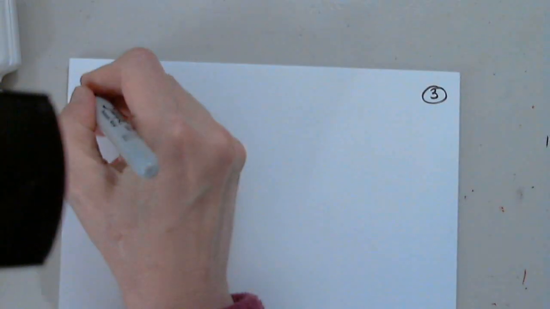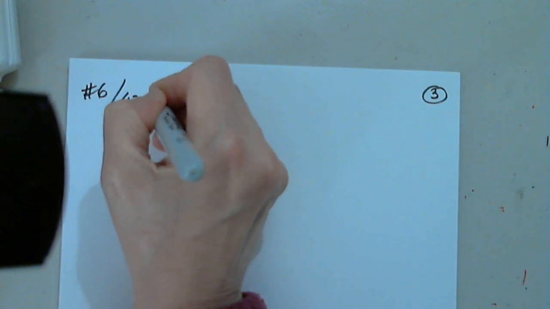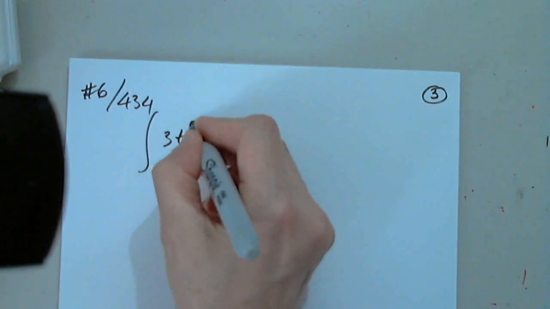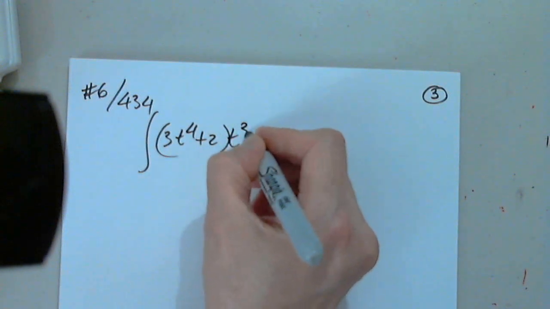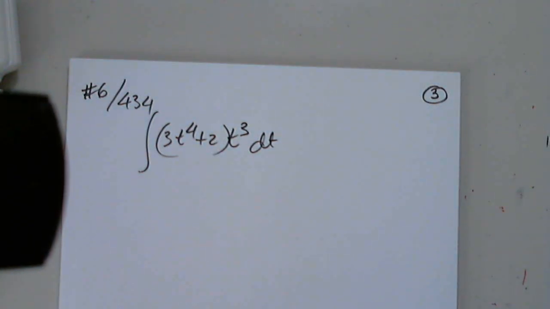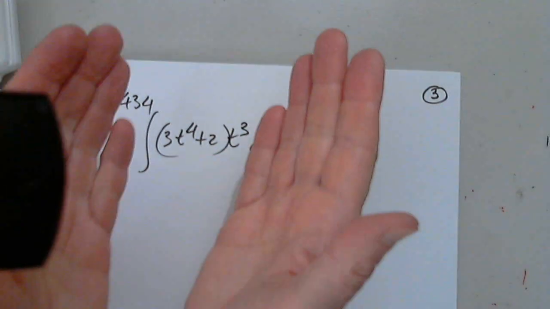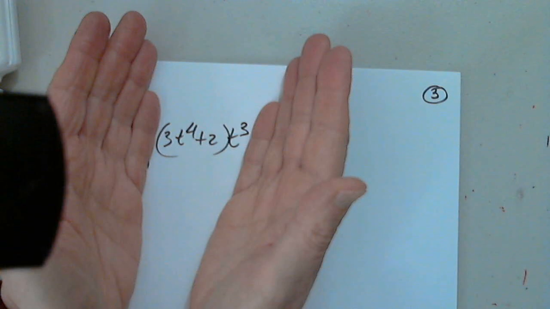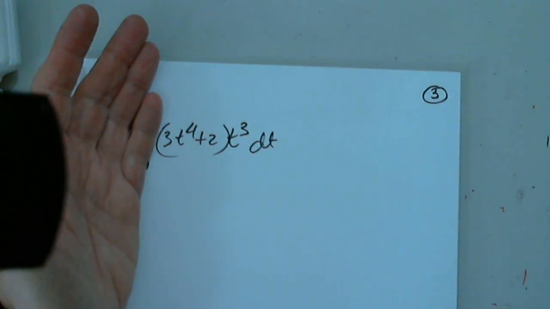Any problem? Yes. You choose. Can we start with number 6? Yes. So let's start with number 6. Number 6, and this is on page 434. Number 6, we have 3t to the 4th plus 2, times t to the 3rd, dt. Perfect. Okay. So I'm looking at the function. Oh, did I copy everything correctly? Yes, I did.